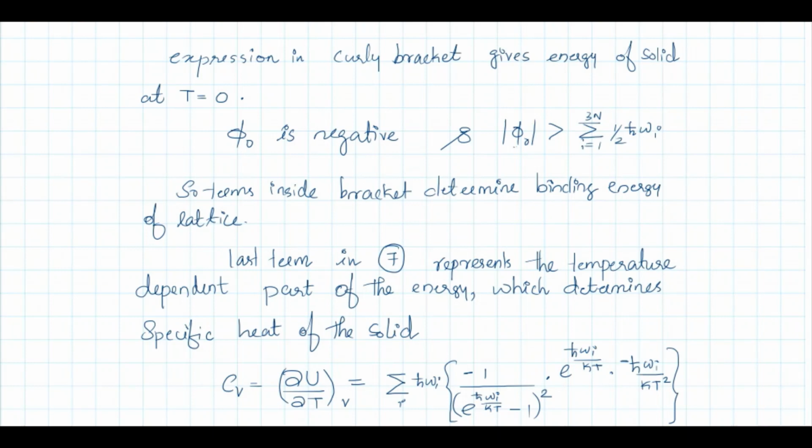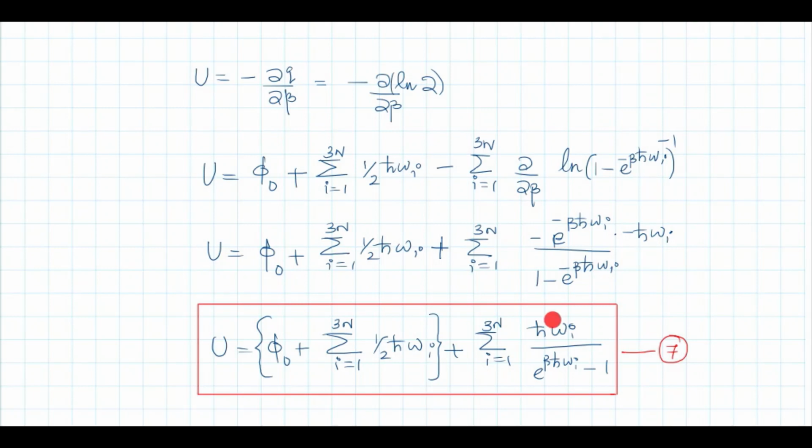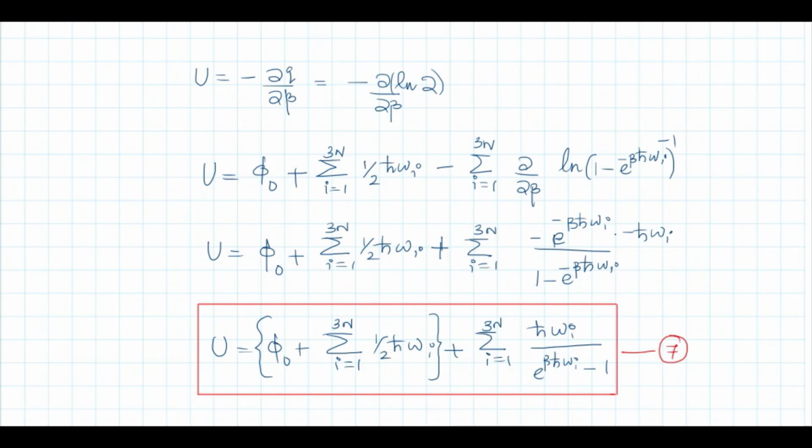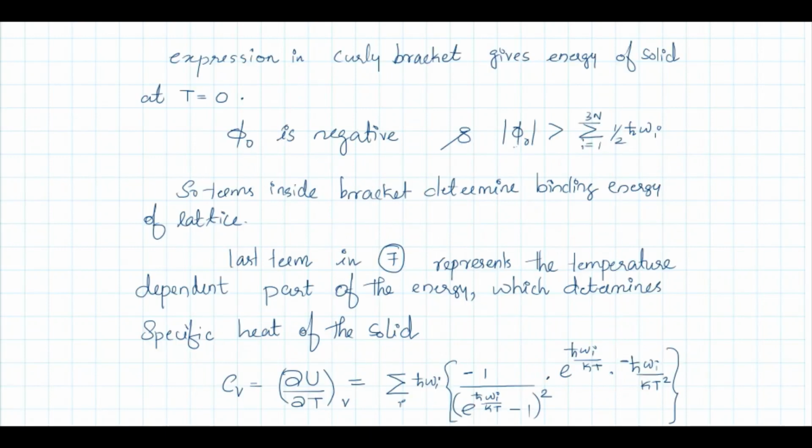When you take the derivative with respect to T, this h cut omega i is a constant that is independent of T, and we have 1 divided by e raised to beta h cut omega i minus 1. Beta is nothing but 1 by kT, so this contains temperature. The derivative of 1 by x is minus 1 by x square. The derivative of e raised to h cut omega i by kT is e raised to h cut omega i by kT into the derivative with respect to T. So this will be minus h cut omega i by kT square, because the derivative of 1 by T is minus 1 by T square.